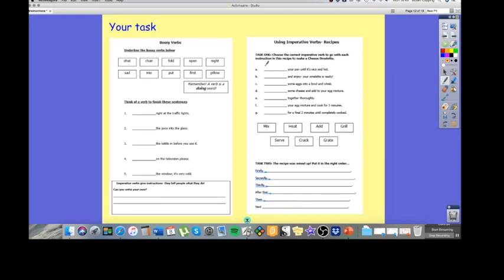Now, it needs a capital letter because it's the start, and I'm going to give you the first one. So heat is the first one, and then cross it out. When you have finished all of them, they're actually in the wrong order, and I want you to put them in the right order down here.